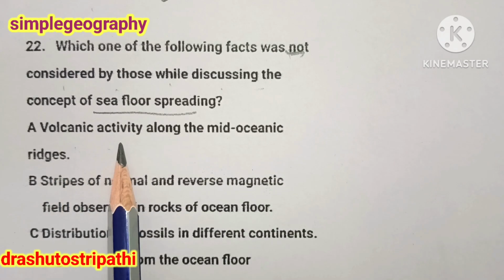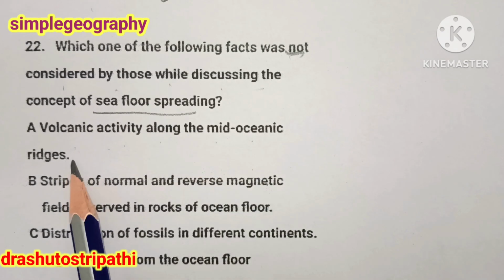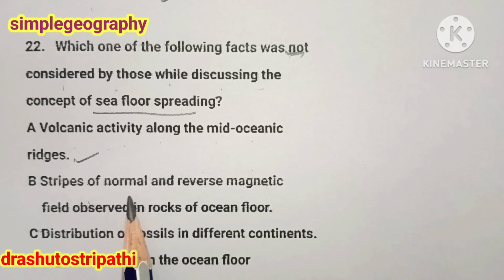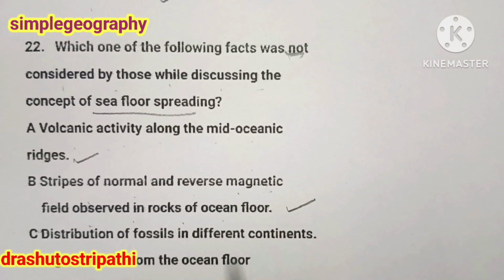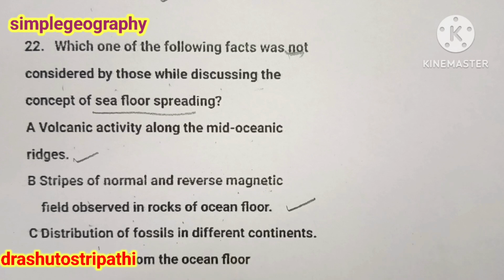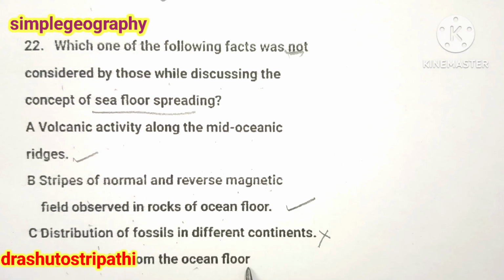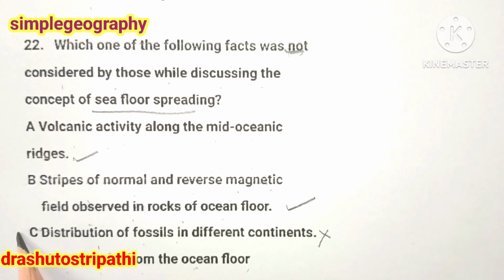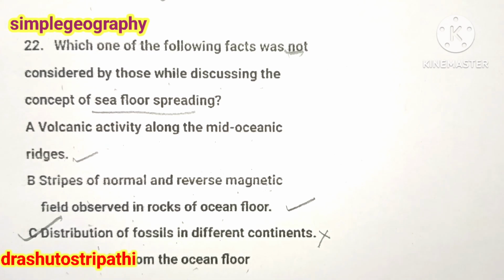Which of the following facts was not considered while discussing the concept of sea floor spreading? Volcanic activity along the mid-oceanic ridges, correct. Strips of normal and reverse magnetic field observed in rocks of ocean floor, correct. Distribution of forces in different continents, no, this is wrong. Age of rock from the ocean floor. So which one is not? C is the correct answer.